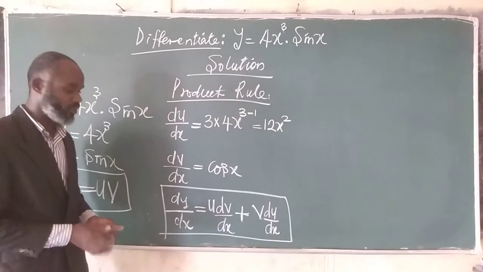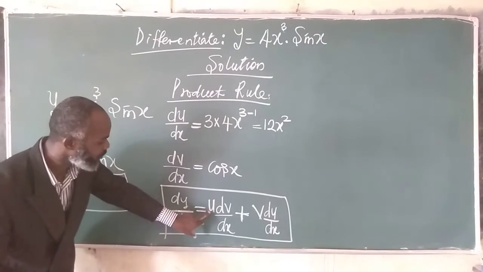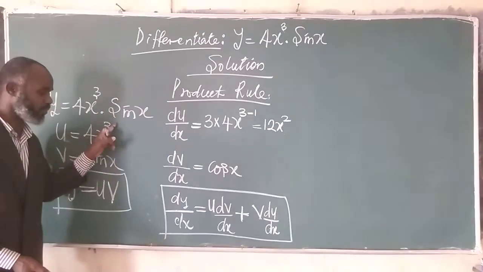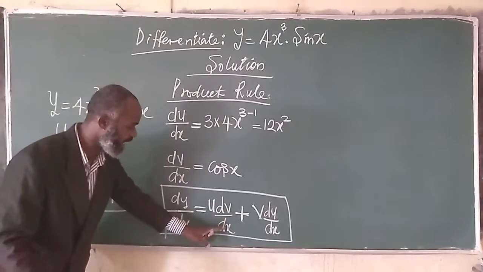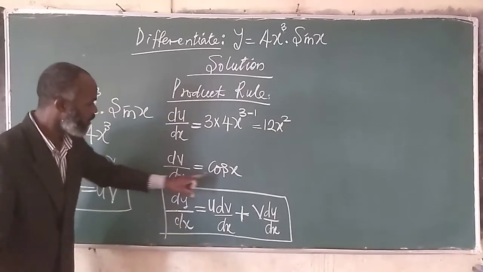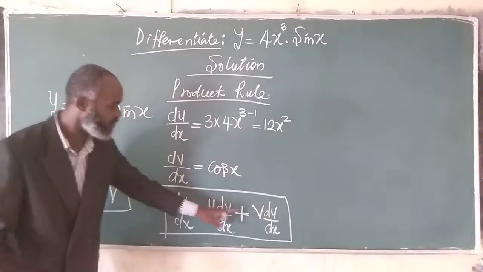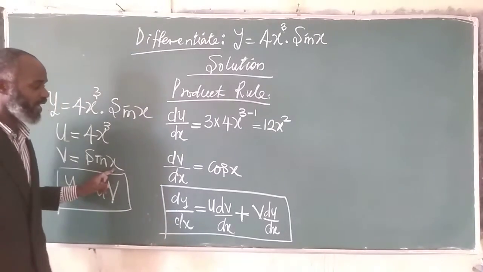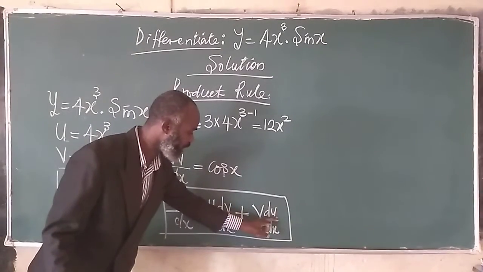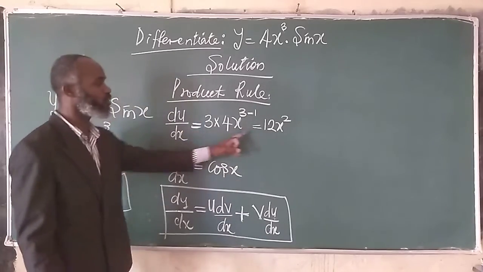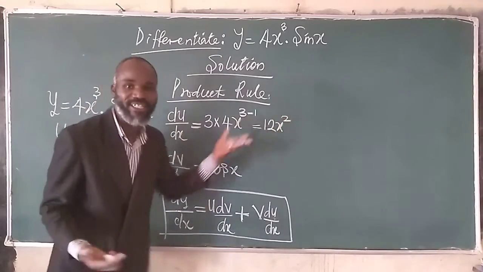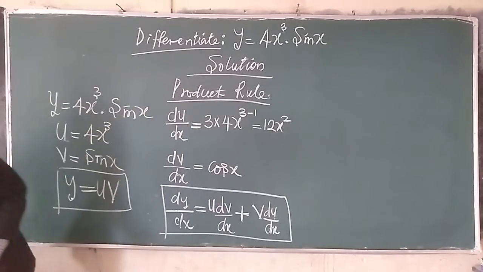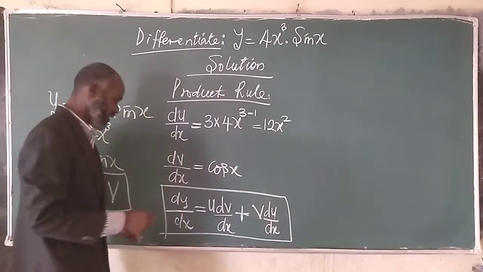The next thing we are going to do is to substitute. Where we have u, we substitute 4x cubed. Where we have dv dx, we substitute cos x. Where we have v, we substitute sine x. And where we have du dx, we substitute 12x squared. And that's all. So let's go to the other side. Let me take chalk. Okay, so we do that right away.